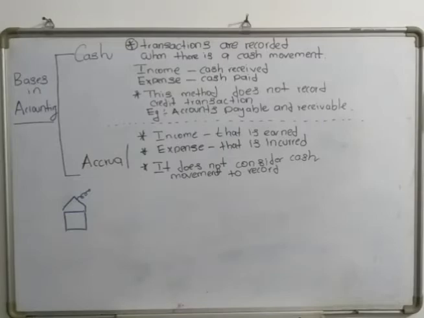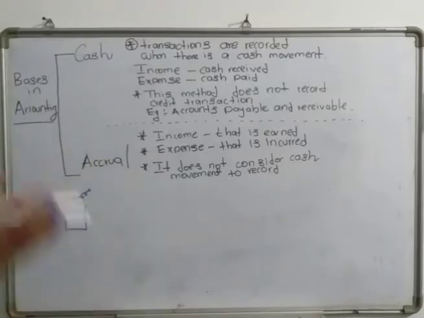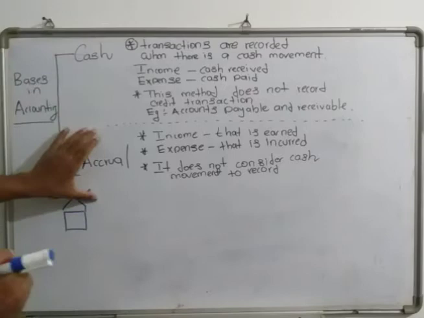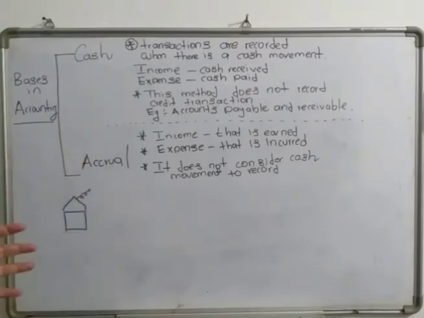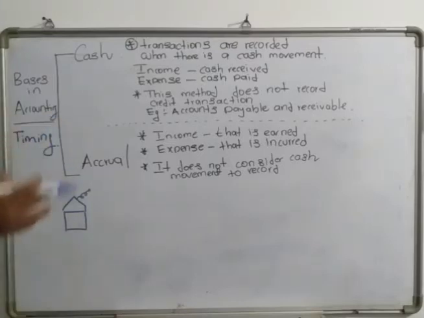So the main difference between cash basis and accrual basis is timing. Timing is the difference between cash basis and accrual basis. When you are going to record the transaction, that is timing. When you are going to record your transaction, that's the difference between cash and accrual.